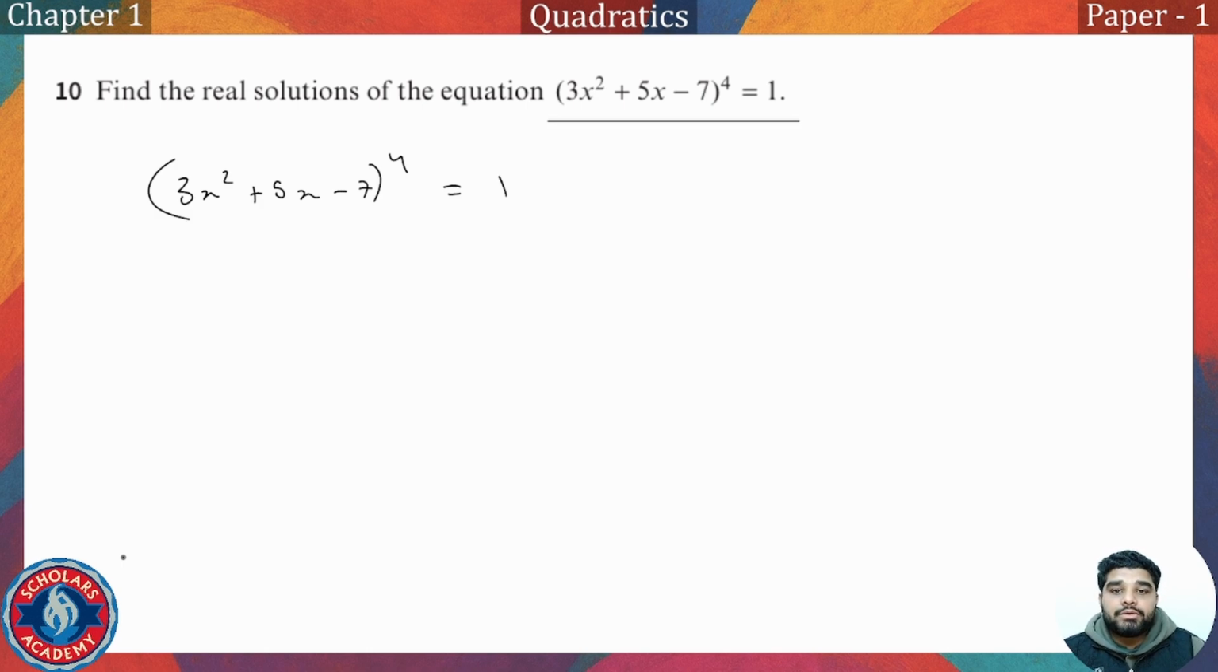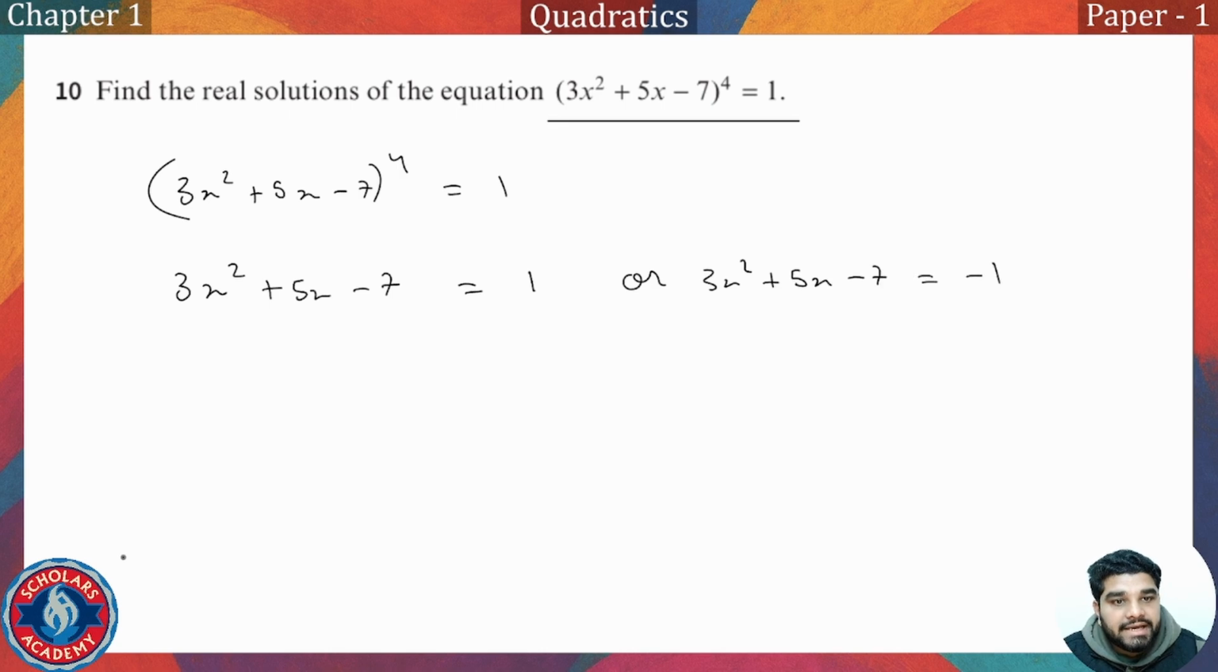From here, if we take the fourth root, because it is an even number, it can change the signs. So we can get either 3x² + 5x − 7 = 1, or 3x² + 5x − 7 = −1. Two answers, two equations: 3x² + 5x − 8 = 0, or 3x² + 5x − 6 = 0.